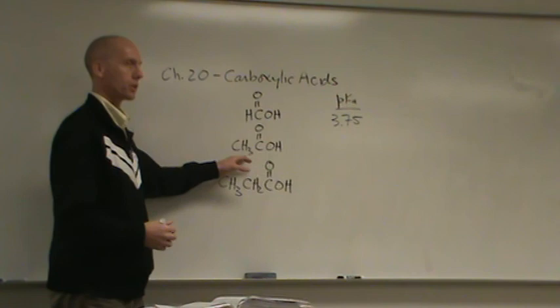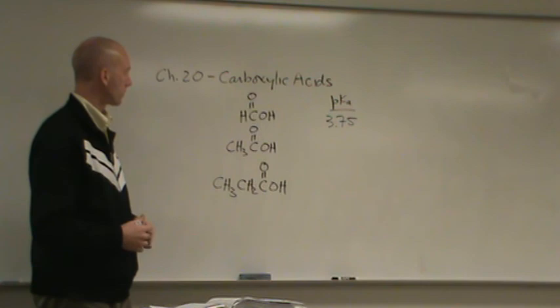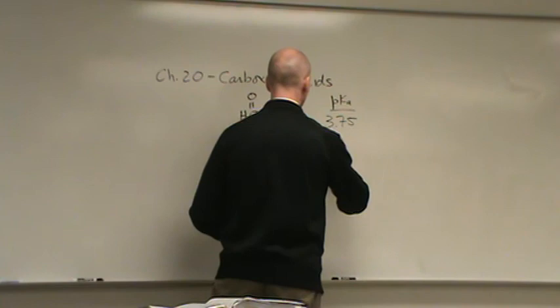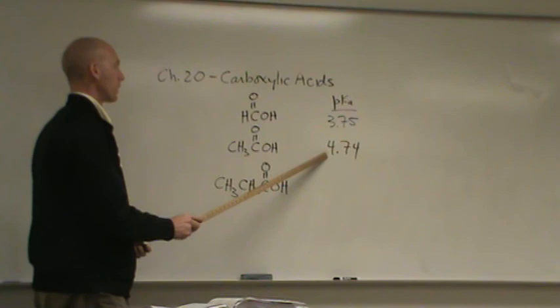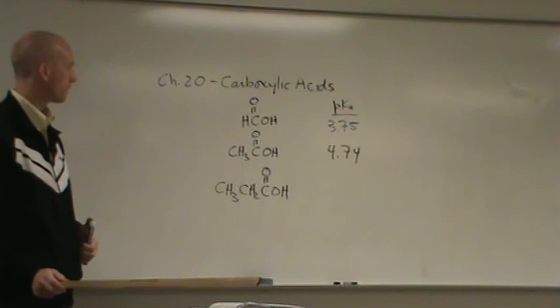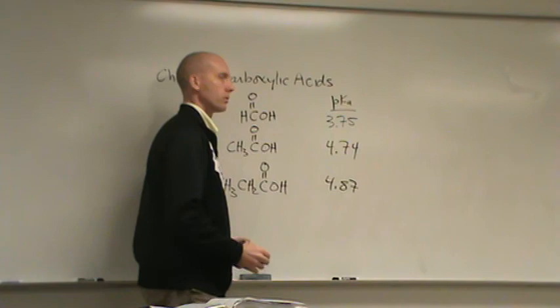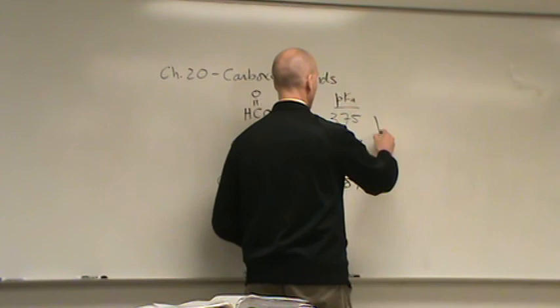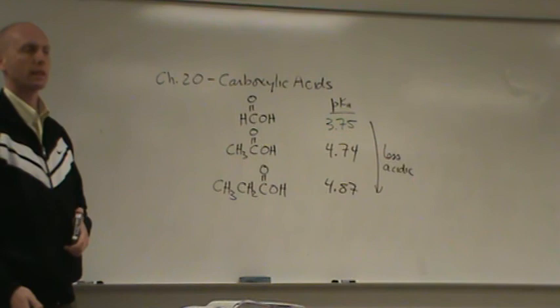Well, what happens when I look at acetic acid? Do you think this is more or less acidic than that one? Let me give you the value here: 4.74. So is that more or less acidic? Less acidic. In case you forgot, the higher the value, the less acidic it is. And the next one turns out to be 4.87, so it's even less acidic than that. I see a trend here: I'm getting less acidic as I go down. Let's see if we can figure out why that's the case.